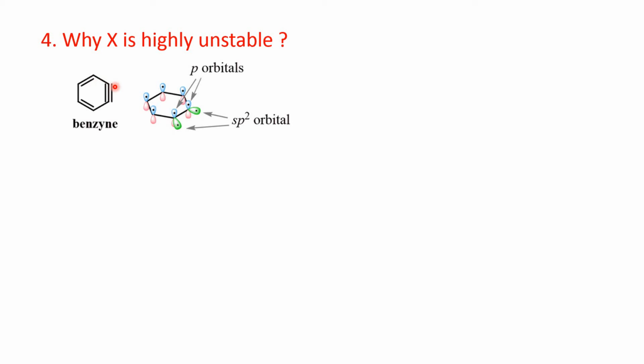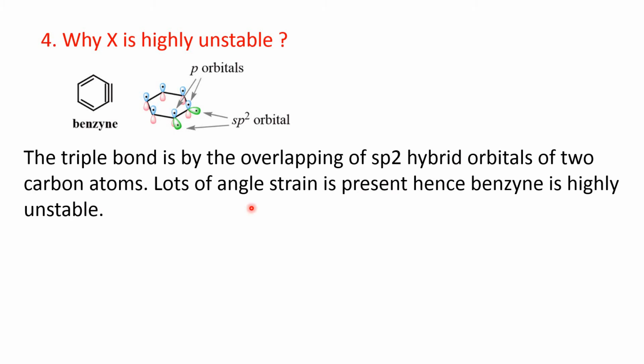That means in this intermediate there is a lot of angular strain, angle strain. So it is unstable. The triple bond is formed by the overlapping of sp2 hybrid orbitals of two carbon atoms. Lots of angle strain is present. Hence benzyne is highly unstable.